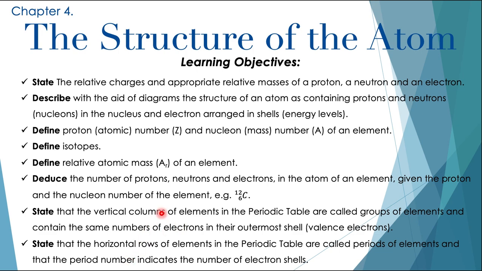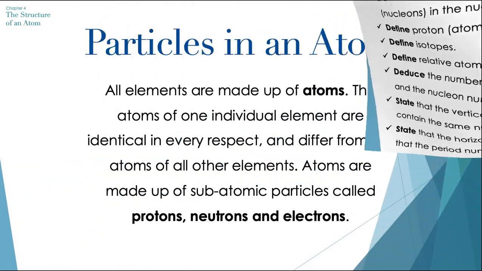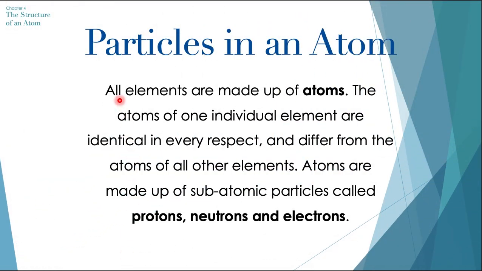So let's begin by first understanding the particles in an atom. All elements are made up of atoms. The atoms of one individual element are identical in every respect and differ from the atoms of all other elements. Atoms are made up of subatomic particles called protons, neutrons, and electrons. So, let's see what protons, neutrons, and electrons are.